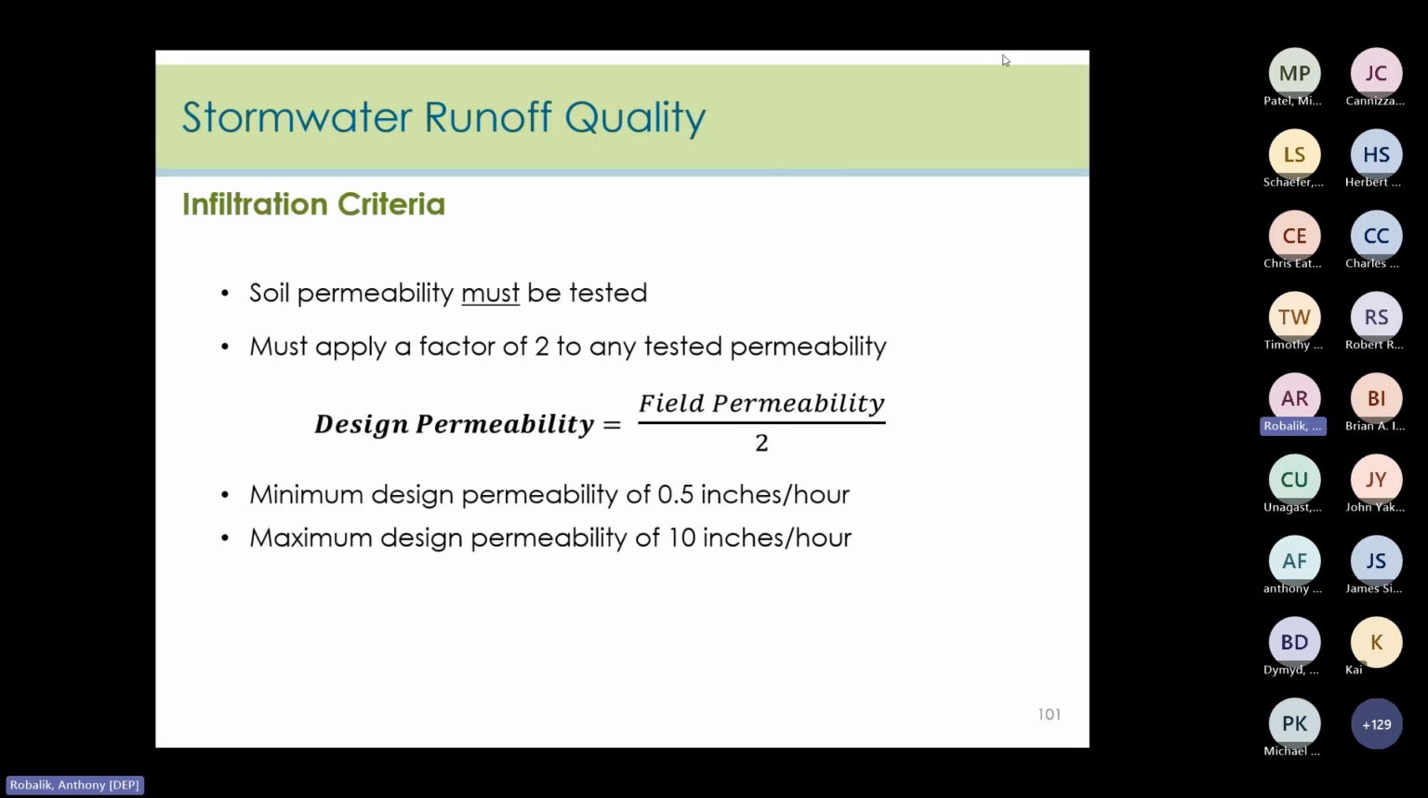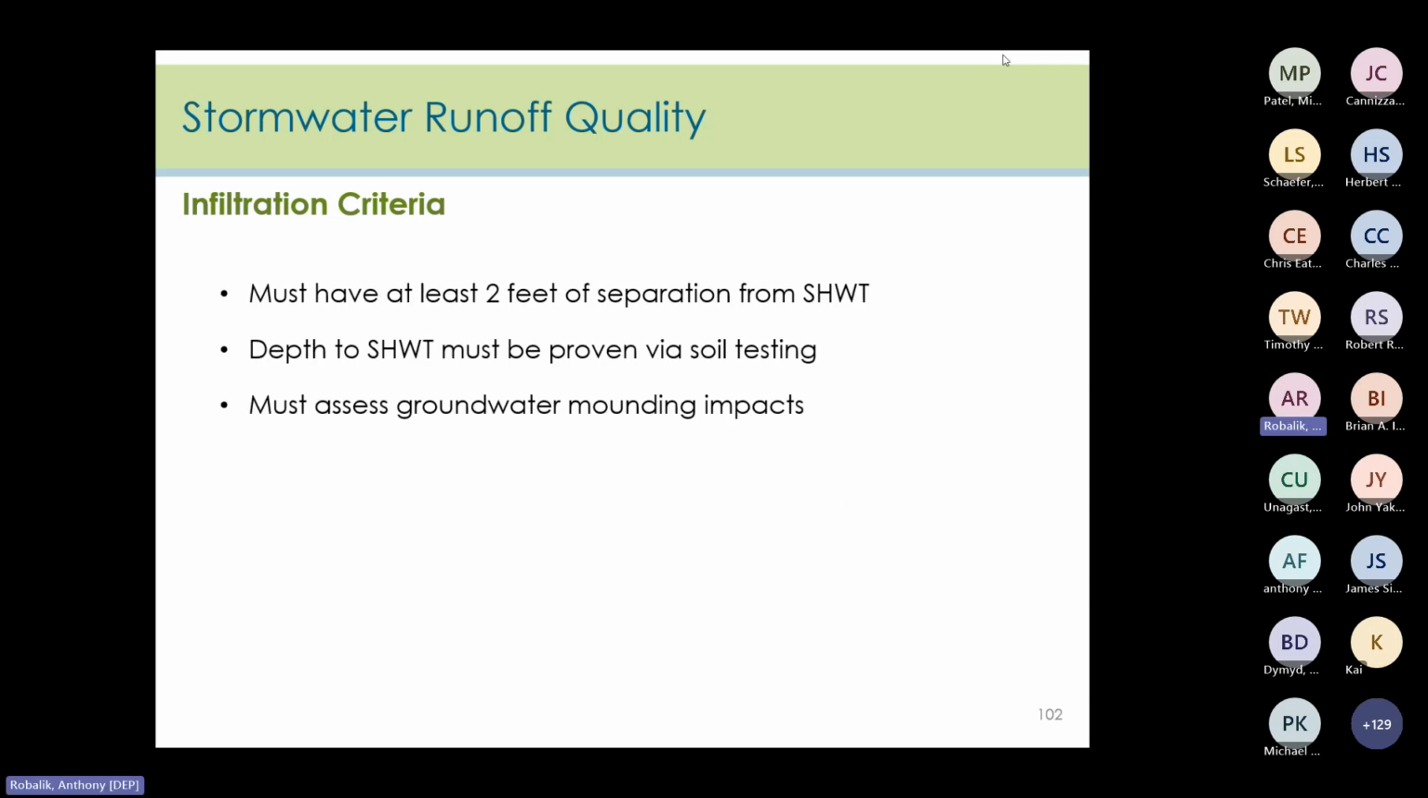To go over some of the common design criteria, reviewers must check that the soil permeability was tested and that a factor of 2 was applied to any tested permeability rate to get the design permeability rate. Infiltration BMPs may have design permeabilities between 1/2 inch per hour up to 10 inches per hour, as previously mentioned. Some other common criteria: BMPs designed to infiltrate must have 2 feet of separation from the seasonal high water table.